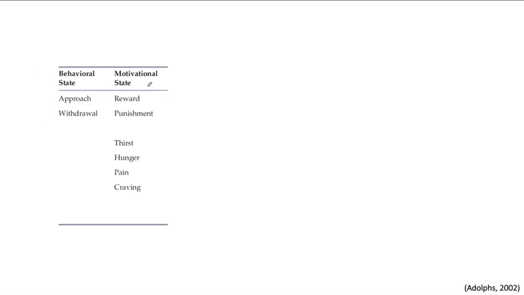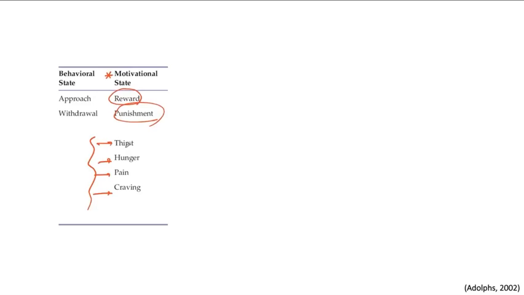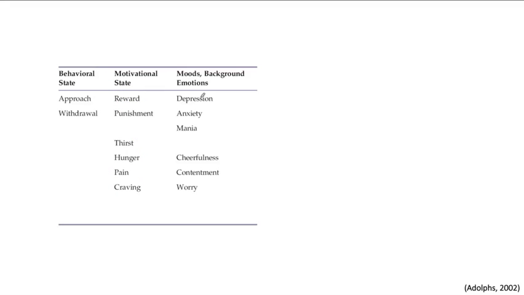And then we can have different motivational states, whether it is rewarding or punishment. Things like thirst, hunger, pain, craving. These are motivational states. It's really hard to call these experiences emotional states. They are mainly motivational states. So as you can see here, there is a little bit of a difference between what we call a motivational state and an emotional state. But let's add other things to this.